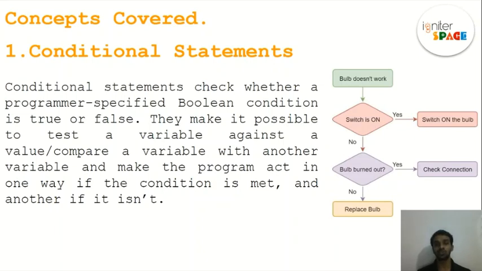We check whether the switch is on, right? If it is, no problem. But if the switch is on and the bulb is not working, that means the bulb is burnt out, right? And then we have to check the connection and replace the bulb. So a condition is something like that.